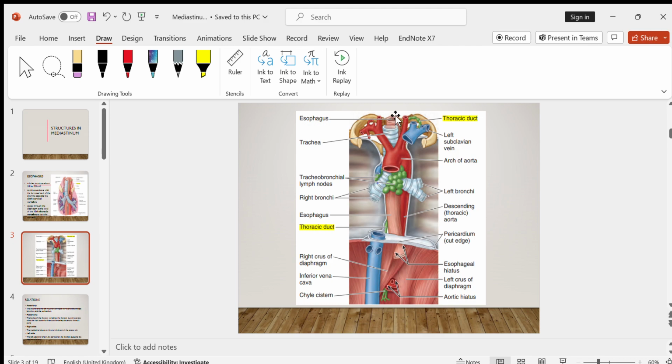Posterior to the esophagus, obviously, we'll have the thoracic vertebrae and the thoracic duct. The thoracic duct moves from the right side posteriorly and comes to lie on the left side. So it is initially on the right side, then posteriorly, and then finally on the left side.